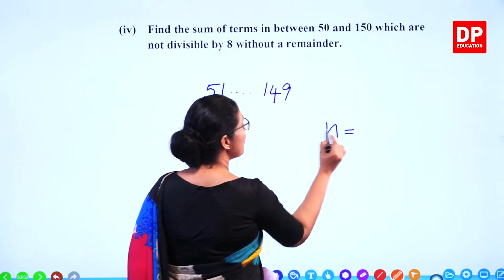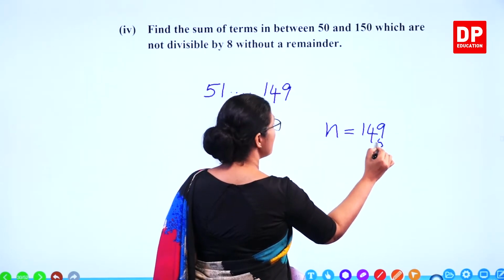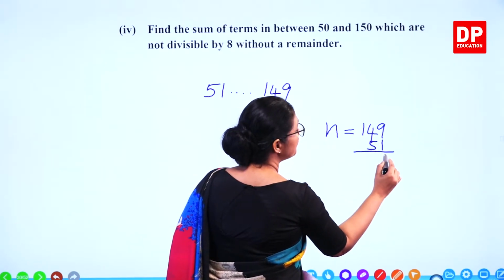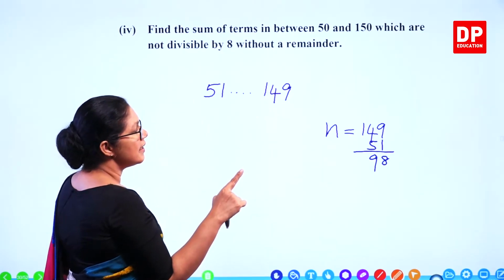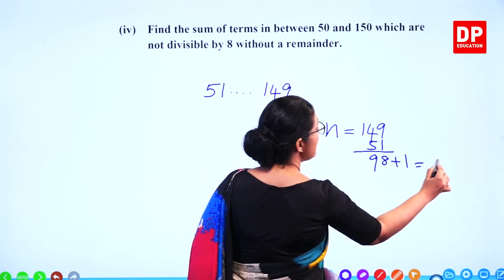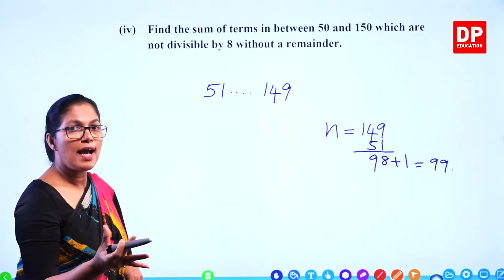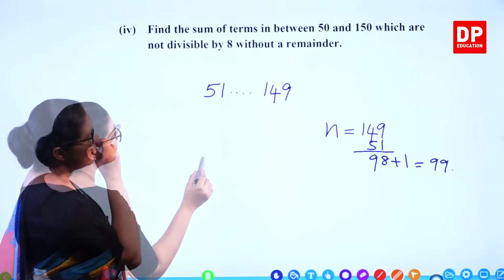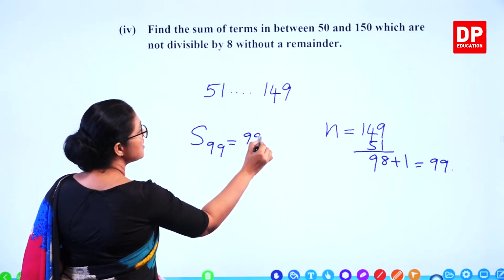You can easily find the number of terms by subtracting the first term from the last term and adding 1. So you get 98 plus 1, all together 99 terms are there. So we can find S99 and find the sum and then subtract the previous answer. So let's do that. S99. So 99 terms are there.